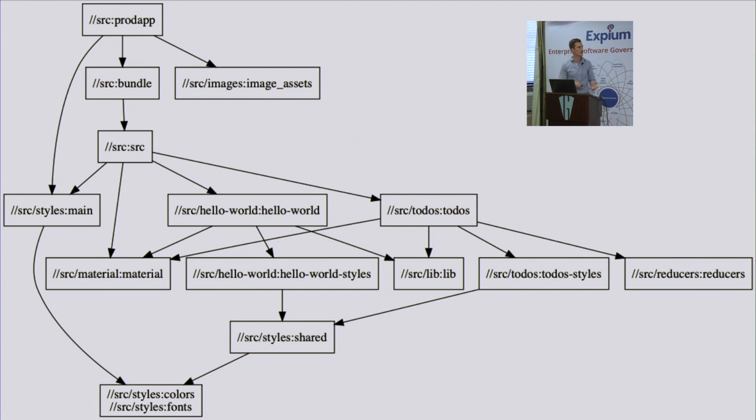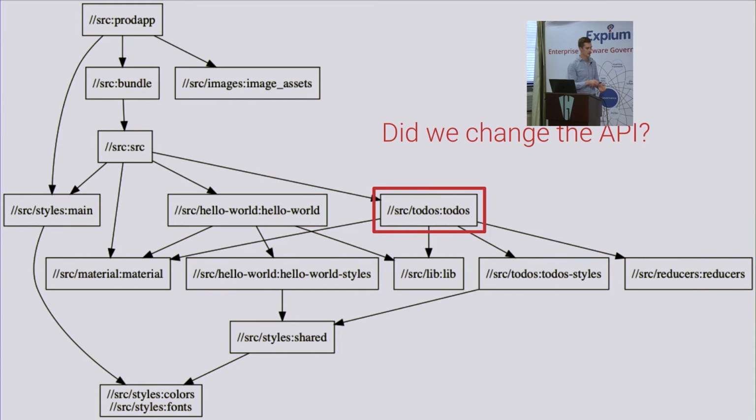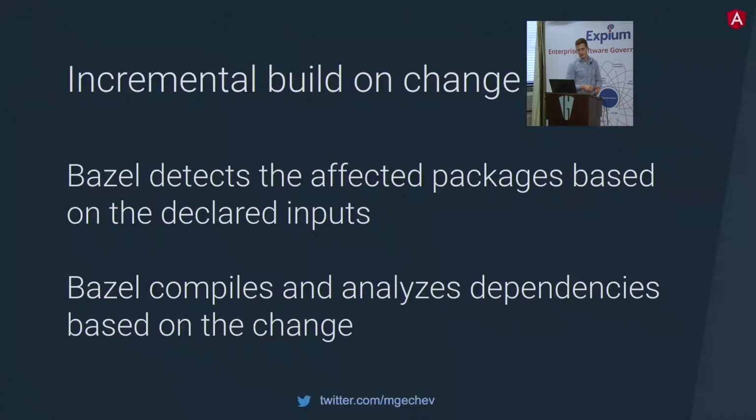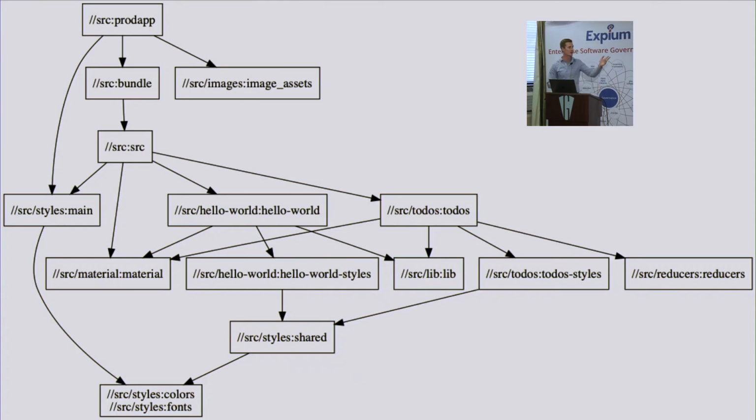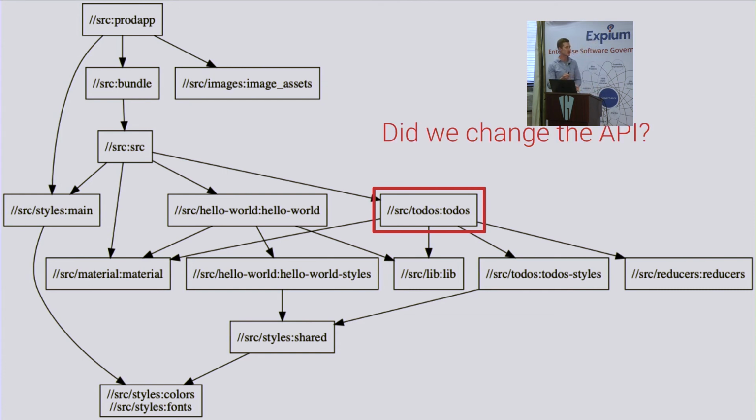So if a developer is working on the to-do functionality of our application, Bazel is going to detect that there is a change in this target based on computing the hashes of the files inside of the package. From there, it is going to check whether there are any API changes in this package. And if there are, it is going to propagate the builds to the dependent targets of the to-do one.